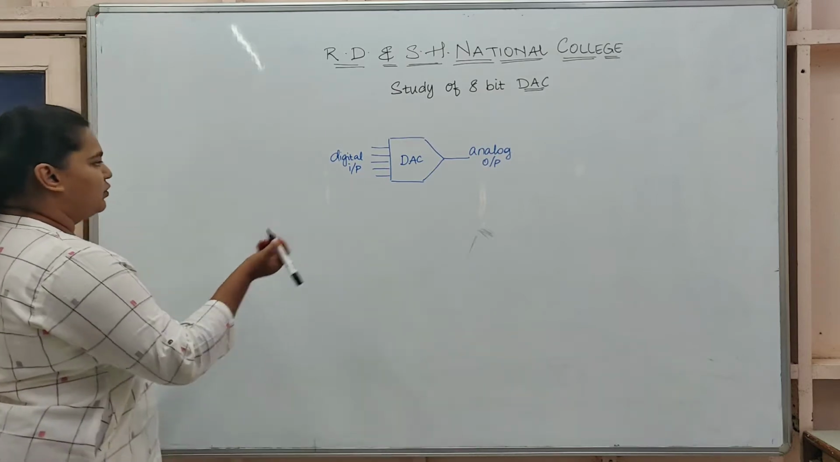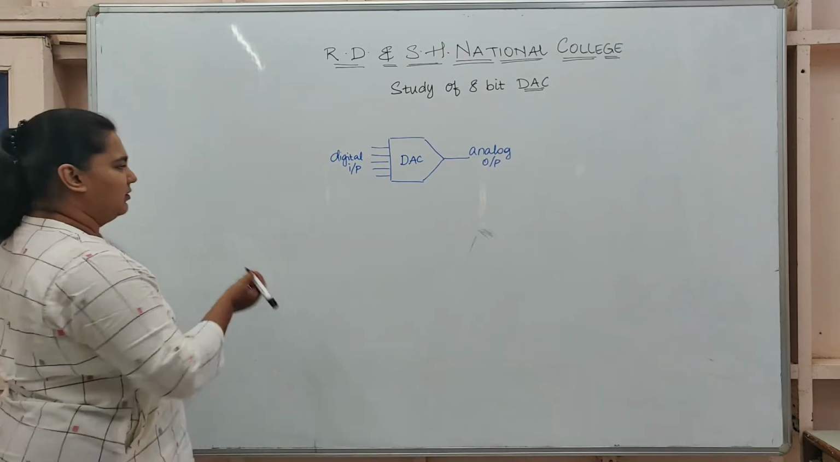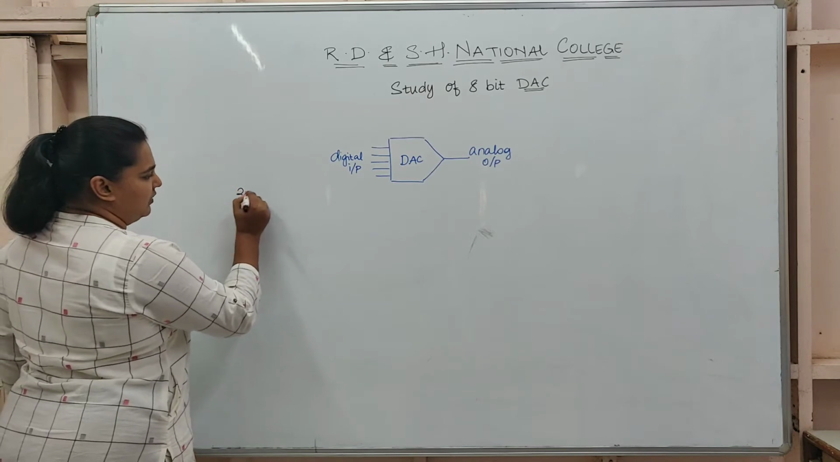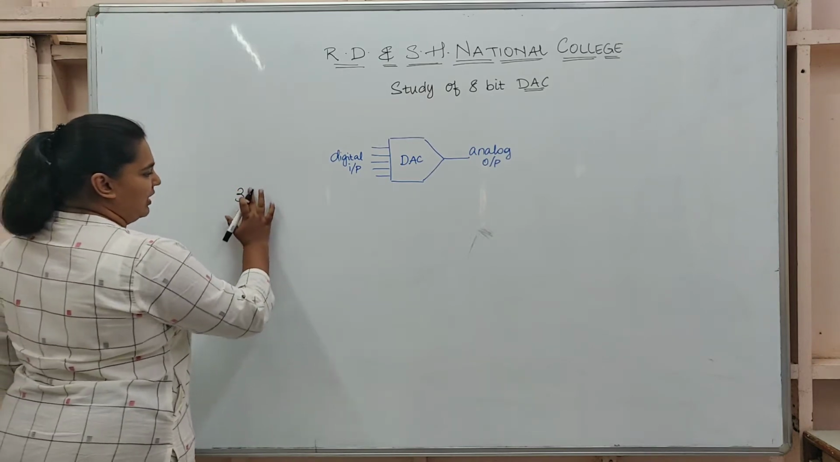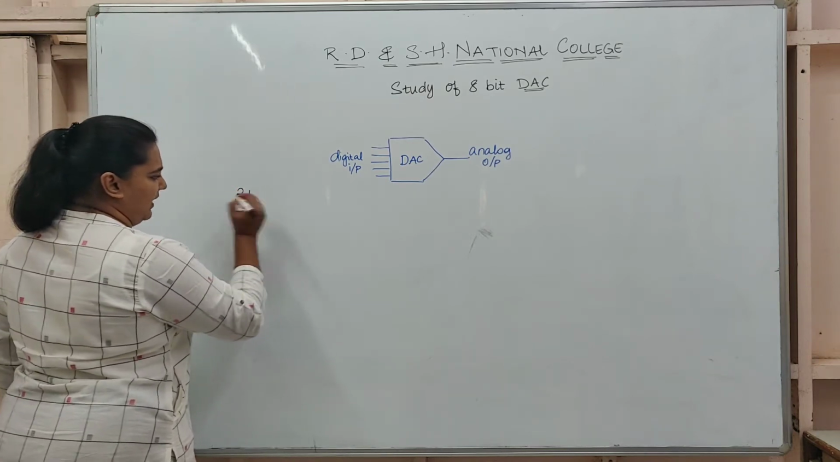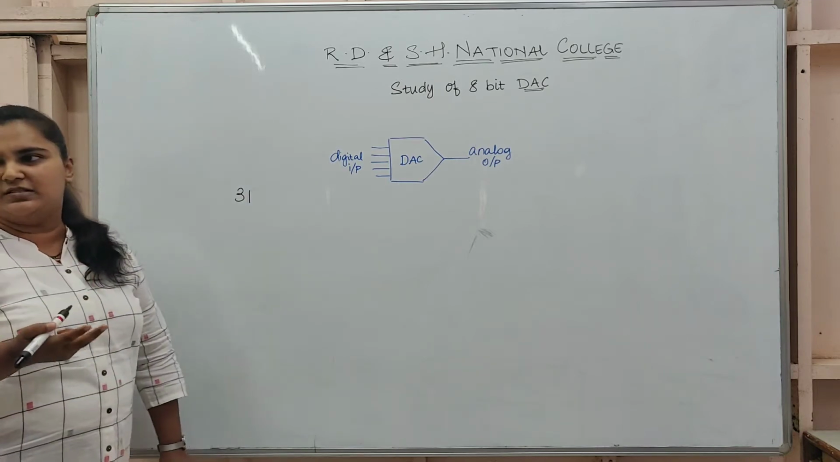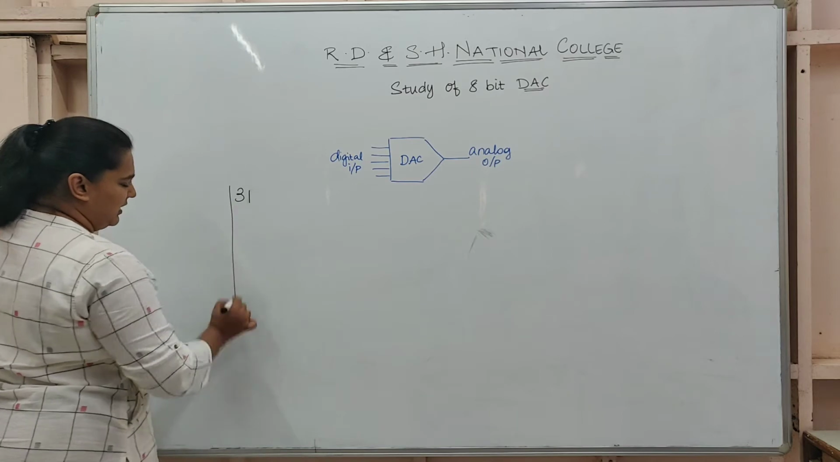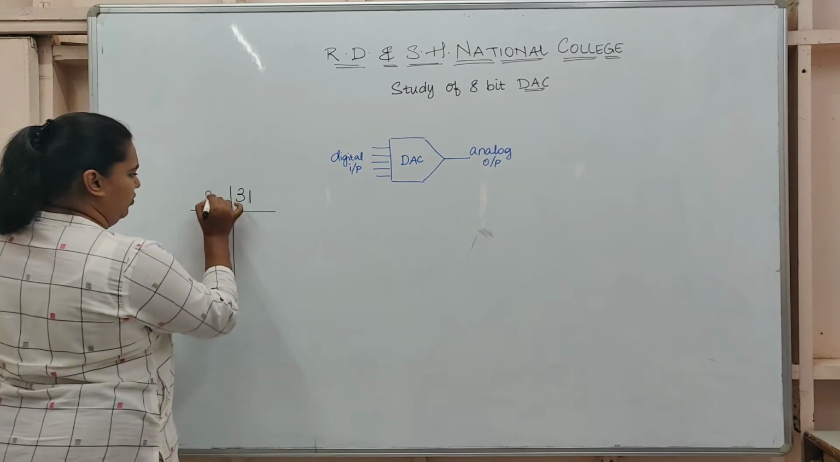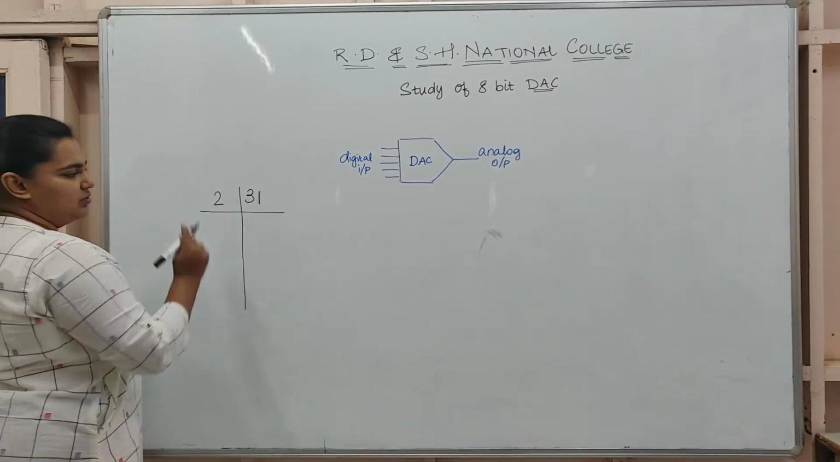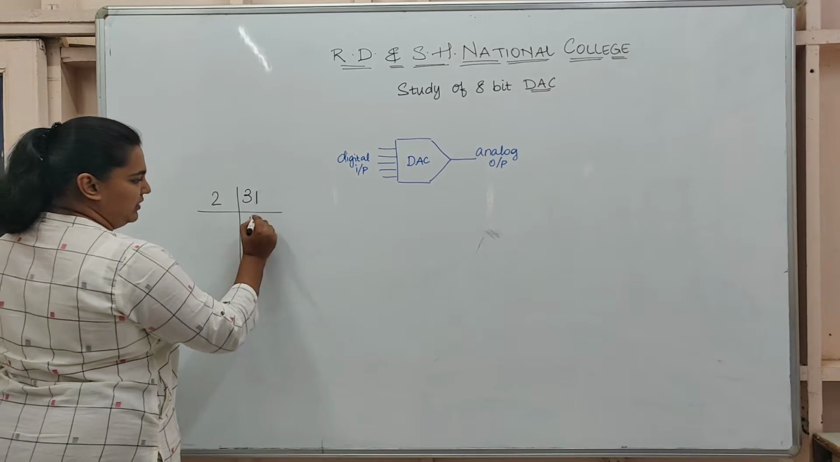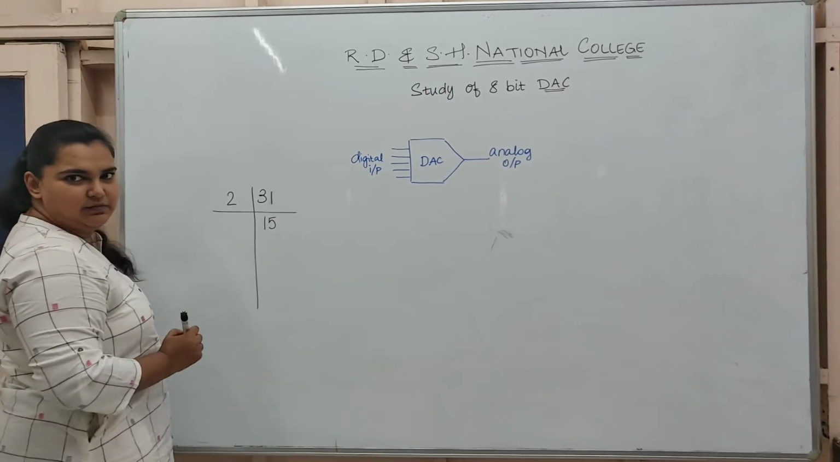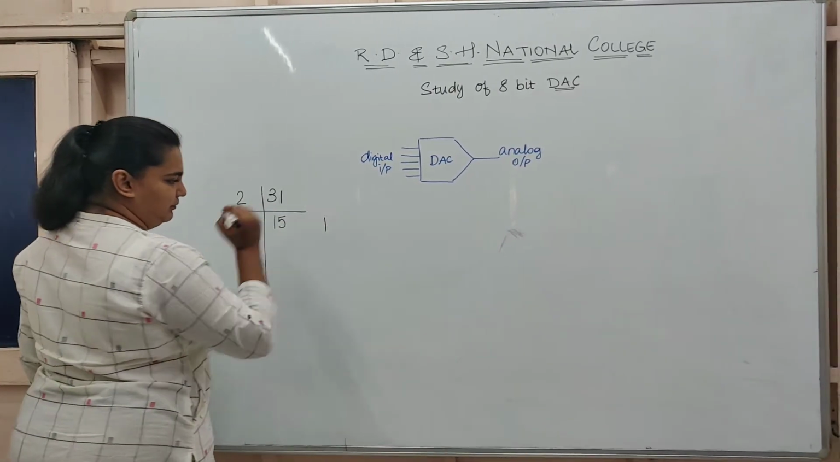So suppose I give you any decimal number for that matter. If my number is 31, I want to convert this decimal number to binary. The base of binary, as you know, is 2. So what you will do is keep dividing this number by 2. Now 2 goes into 31, you will write your quotient here, 15 times, and the remainder here.